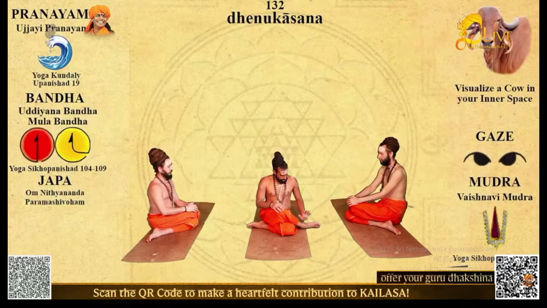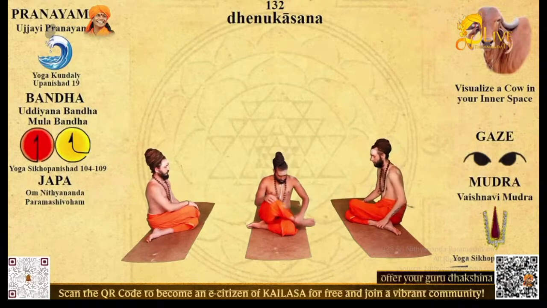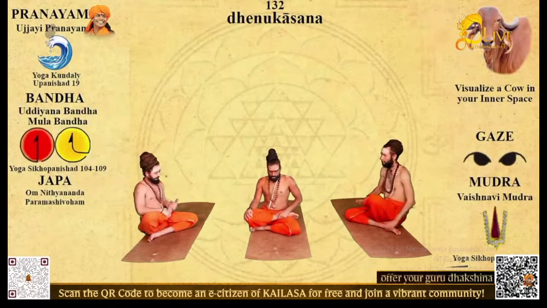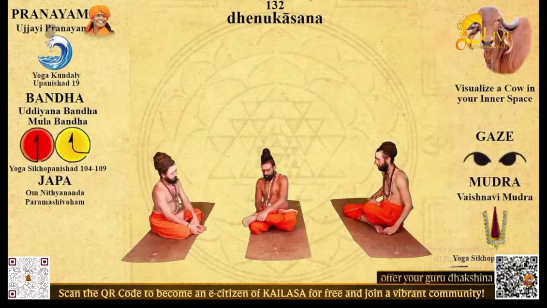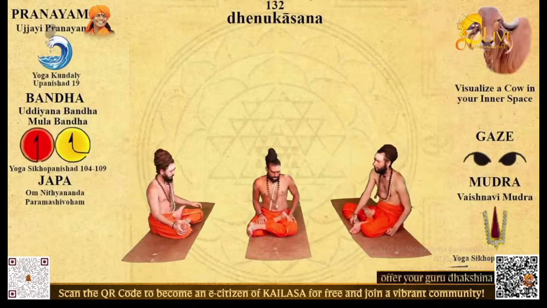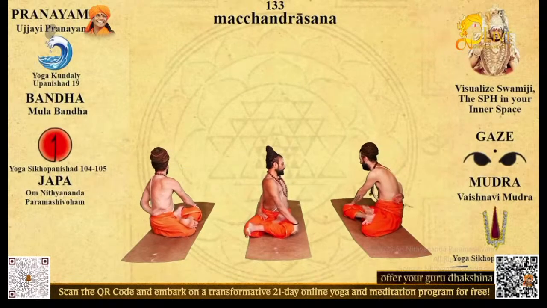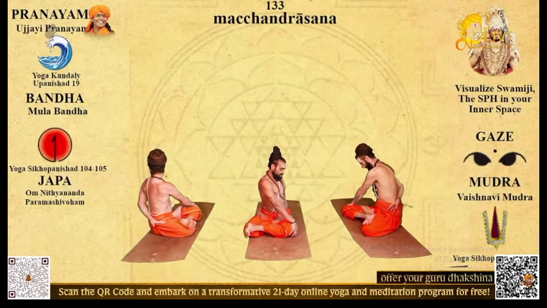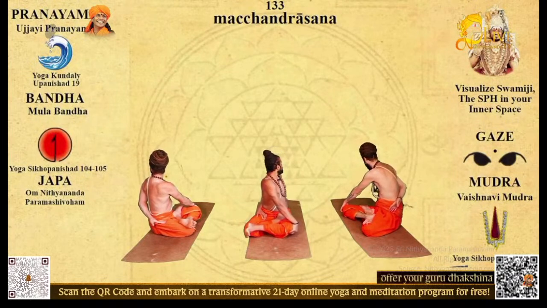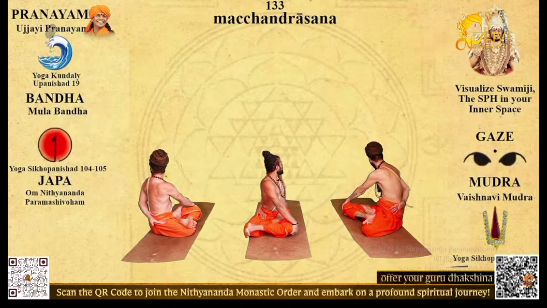The next asana is Matsyendrasana. Now place the right foot on the left thigh. Now bring the left foot on the right knee. Now as you twist on your left, bring the left hand, hold the right thigh and right hand on the left knee. Gaze back, gaze to the third eye as you visualize Swamiji in your inner space.